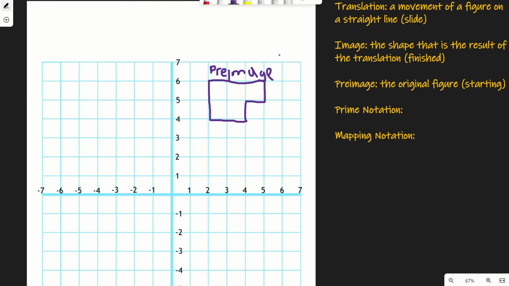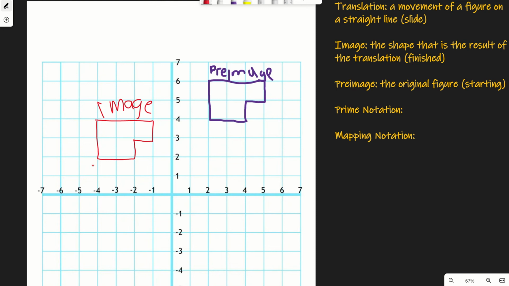Now, if I were to make a new shape and it looked like this, and this is my new shape, this would be my image. So my pre-image and my image. And the way that I know is I match all of my corners up.